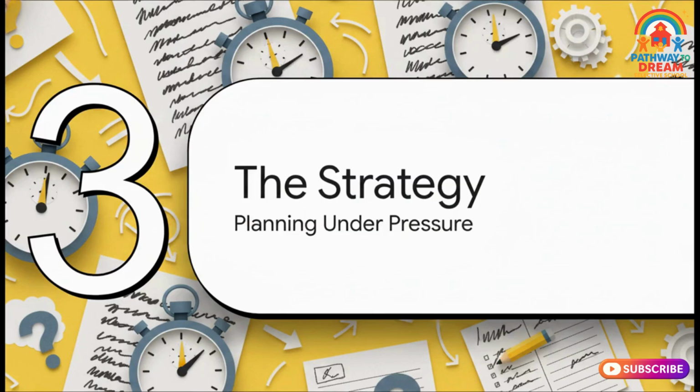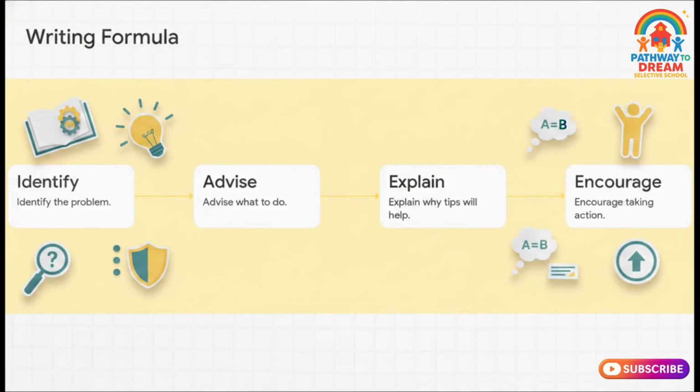Section 3. The Strategy, Planning Under Pressure. Okay, so knowing the features is one thing, but doing it fast is another. Here is a simple 4-step formula your child can use to plan rapidly. Identify, advise, explain, encourage. Identify the reader and the problem. Advise them with 4 to 6 unique tips. Explain those tips with a brief reason. And finally, encourage them. If they memorize that flow, they won't freeze when the clock starts.